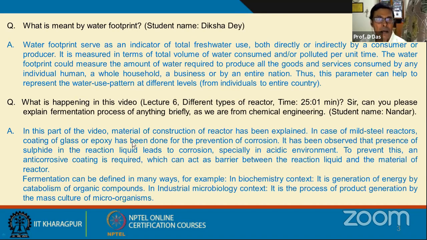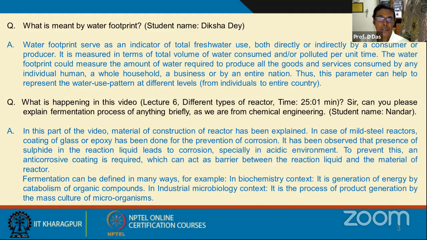In this part of the video, you are talking about the materials of construction of the reactor. That is also very important. As you know, in the fermentation industry, the material of construction is mostly stainless steel. Now, as far as stainless steel is concerned, there are different types of stainless steels marketed.